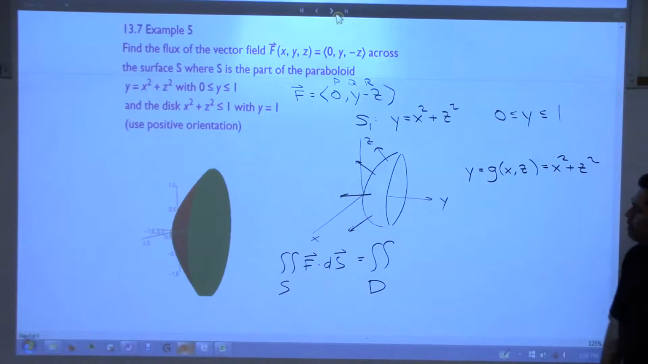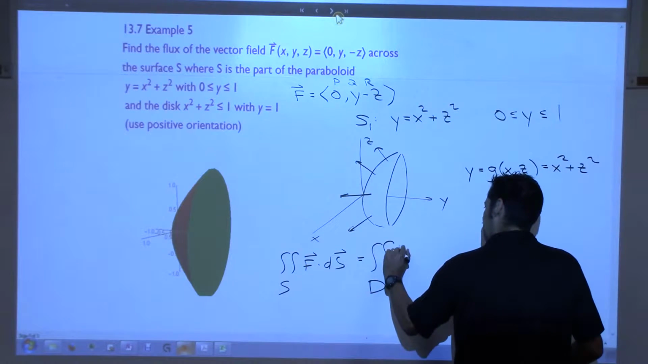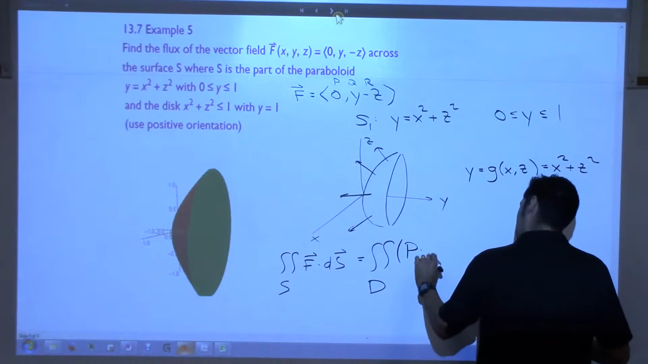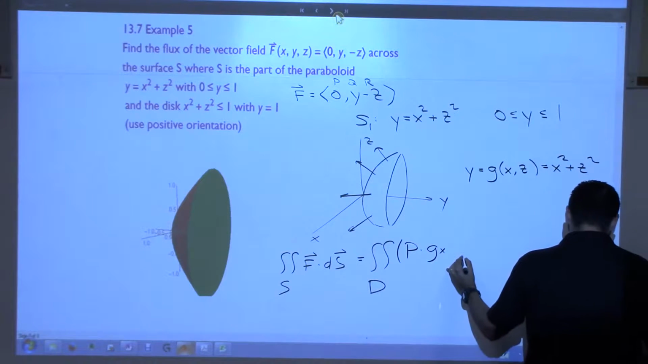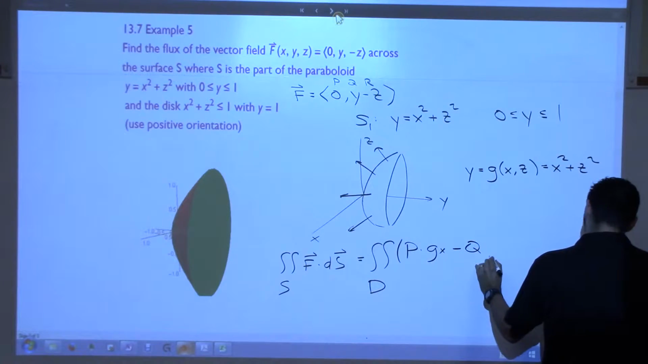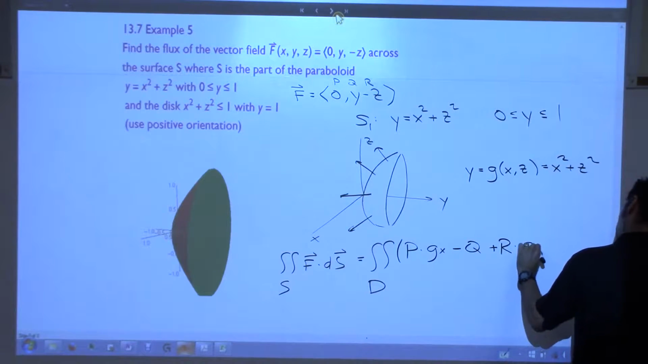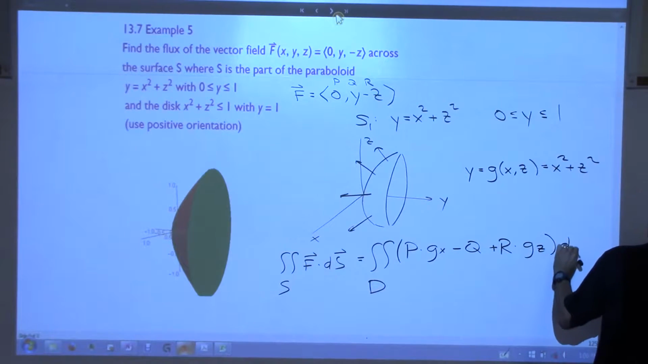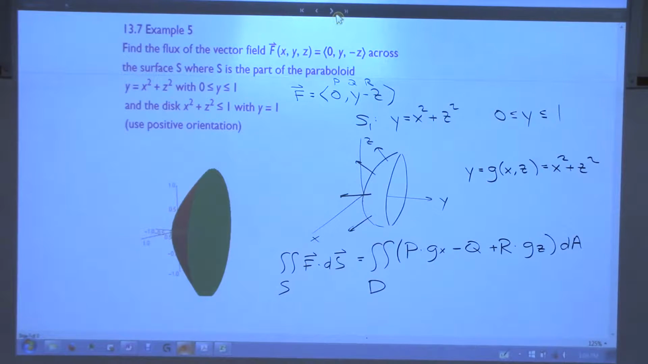And then it's going to be P times the partial of g with respect to x, minus Q, plus R times the partial of g with respect to z, then with respect to area. We okay with that? No questions? No? All right, let's plug some stuff in here. This should be pretty clean.